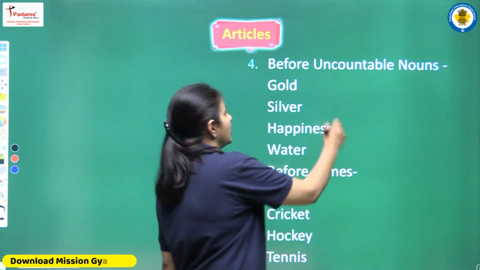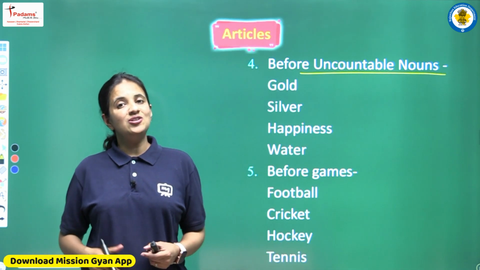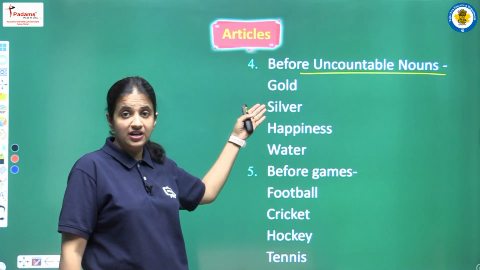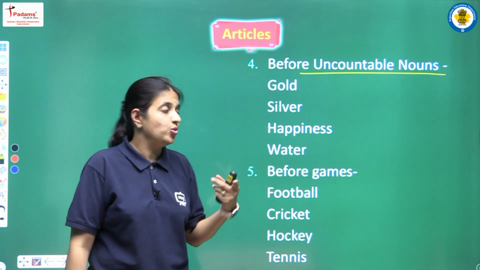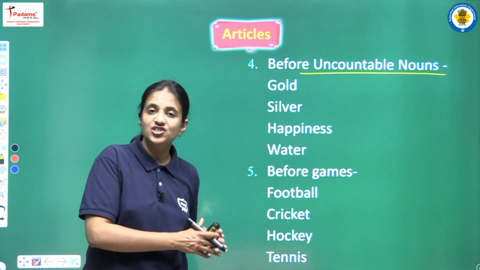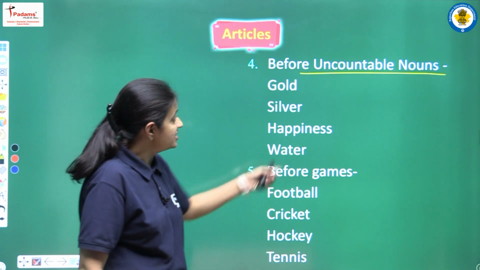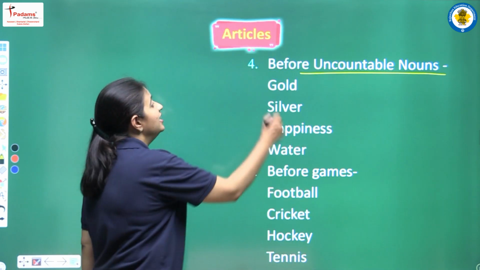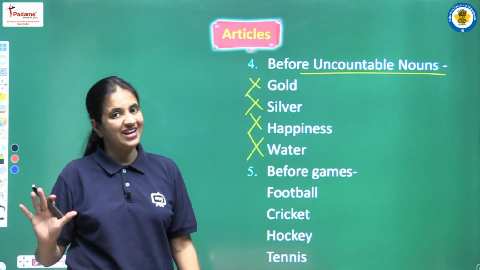Next, before uncountable nouns. So yes, if we have uncountable nouns, then also we cannot use any article. Suppose we have gold, silver, so they are the materials. We have happiness, this is an abstract noun. We have water, this is again a liquid. So if we have such nouns, a material noun or an abstract noun, or we can say uncountable nouns, then also we cannot use any article. Then again we have to put a cross mark before such uncountable nouns.